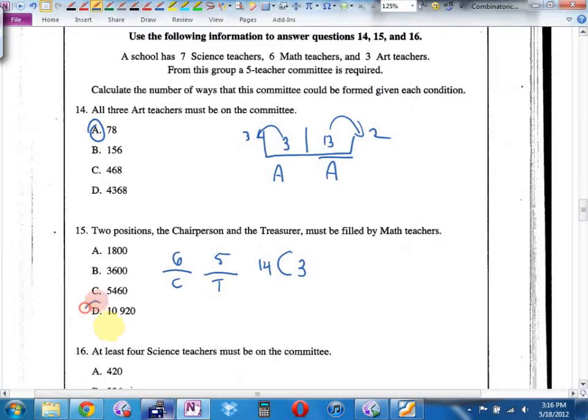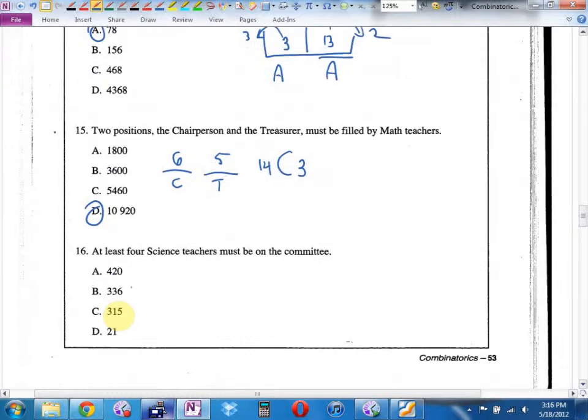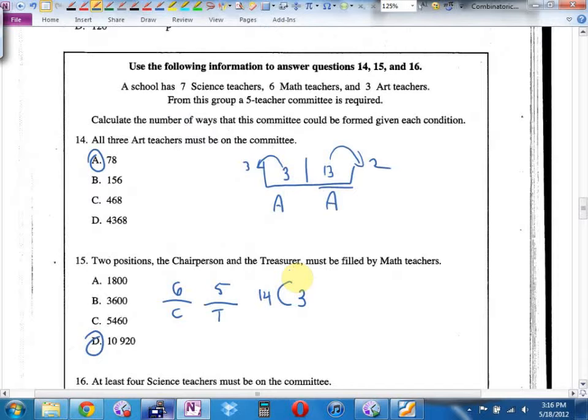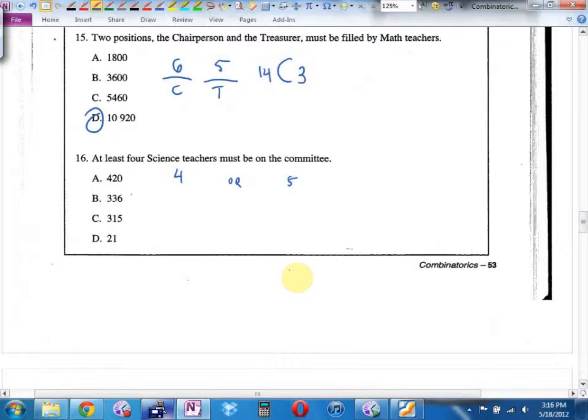D. At least 4 science teachers must be on the committee. What that really means is 4 or 5. If I have 5 science teachers. Yes, I do. So we're going to have in our bucket science teachers, Mr. Dueck, of which there are 7.